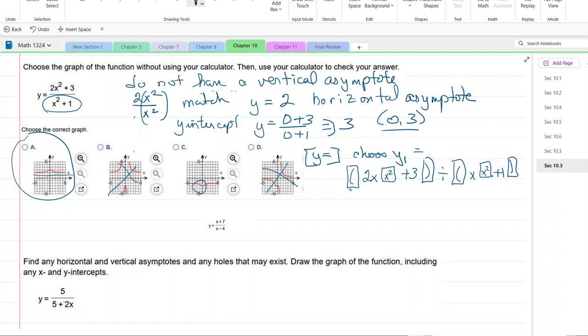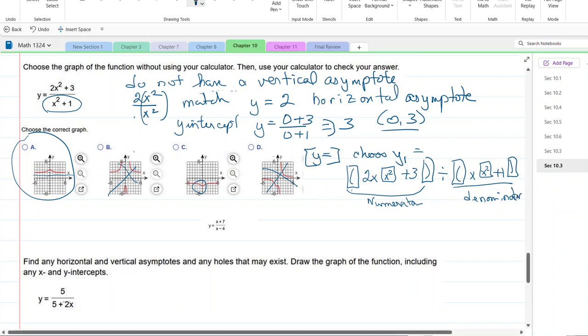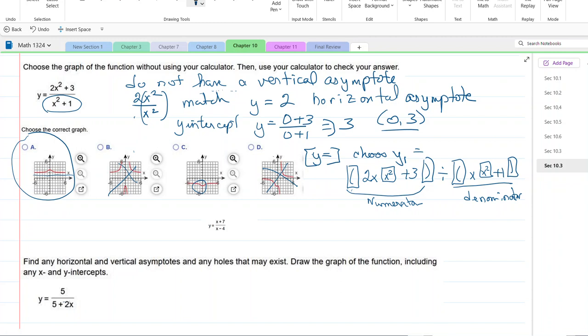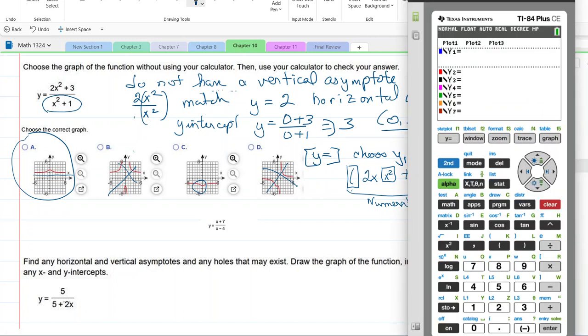Now, this is called enclosing an argument. This is the numerator, and this is the denominator. And we don't separate them. We keep them together because it's the argument for the condition. And we use parentheses. So here we go. Ready? So I'm going to open parenthesis above the 8, and I'm going to enter 2x squared plus 3, close parenthesis, divided by, open parenthesis, x squared plus 1.